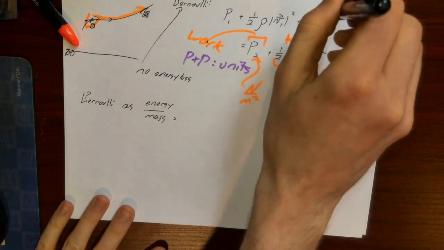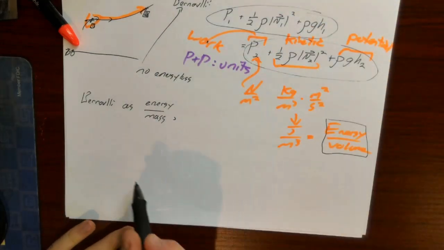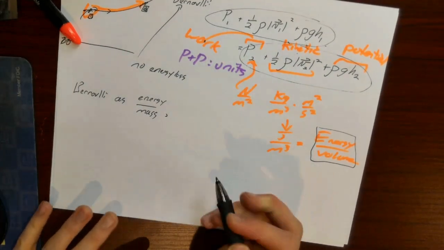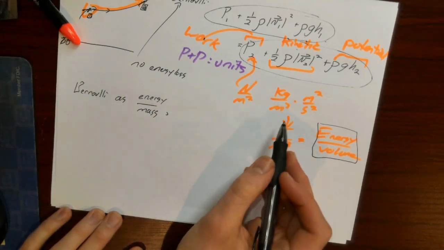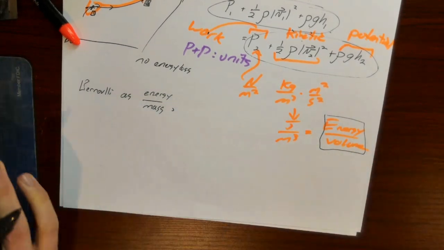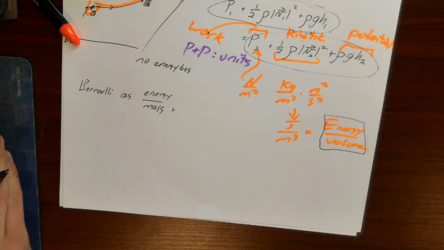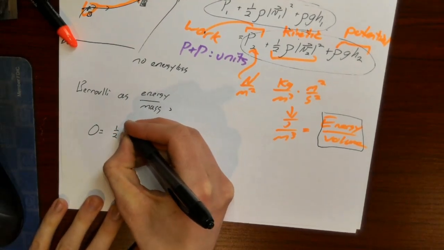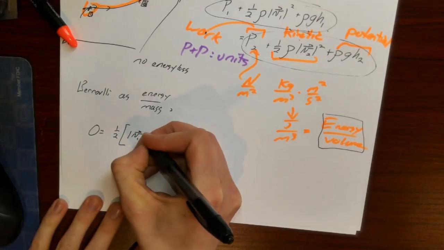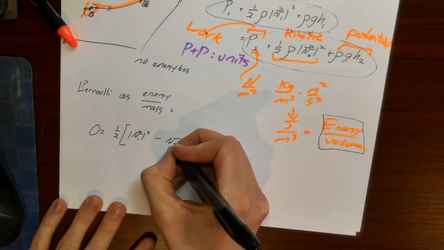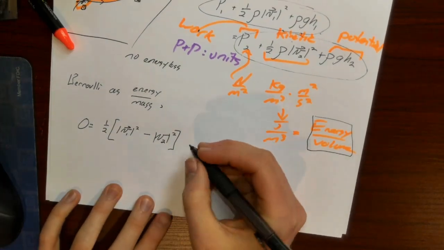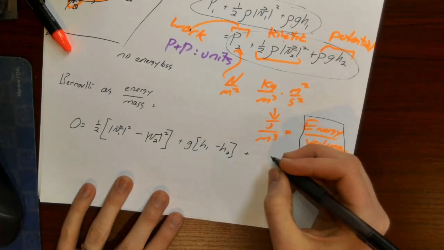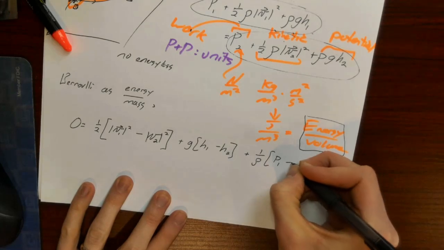And just for convenience, rather than viewing this as all the inputs on one side and all the outputs on the other, I can regroup the kinetic energy terms together, the potential energy terms together, and the pressure terms together. So I can regroup Bernoulli as energy per unit mass by dividing everything by density and grouping the same types of terms together. What do we get? Let's put zero on one side of the equation. On the other side, I can do 1/2 magnitude of V1 squared minus magnitude of V2 squared, plus g times h1 minus h2, plus 1 over rho times p1 minus p2.